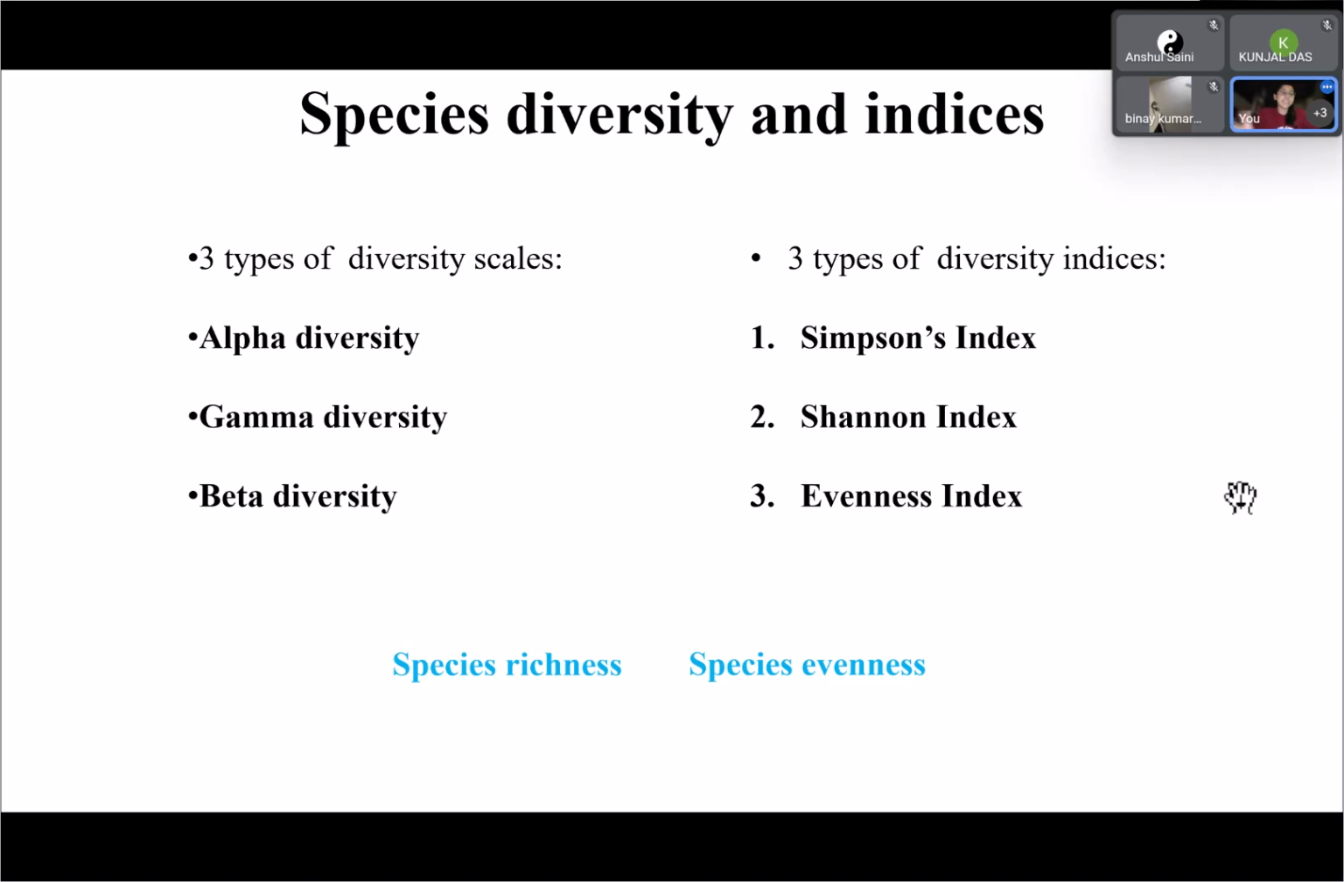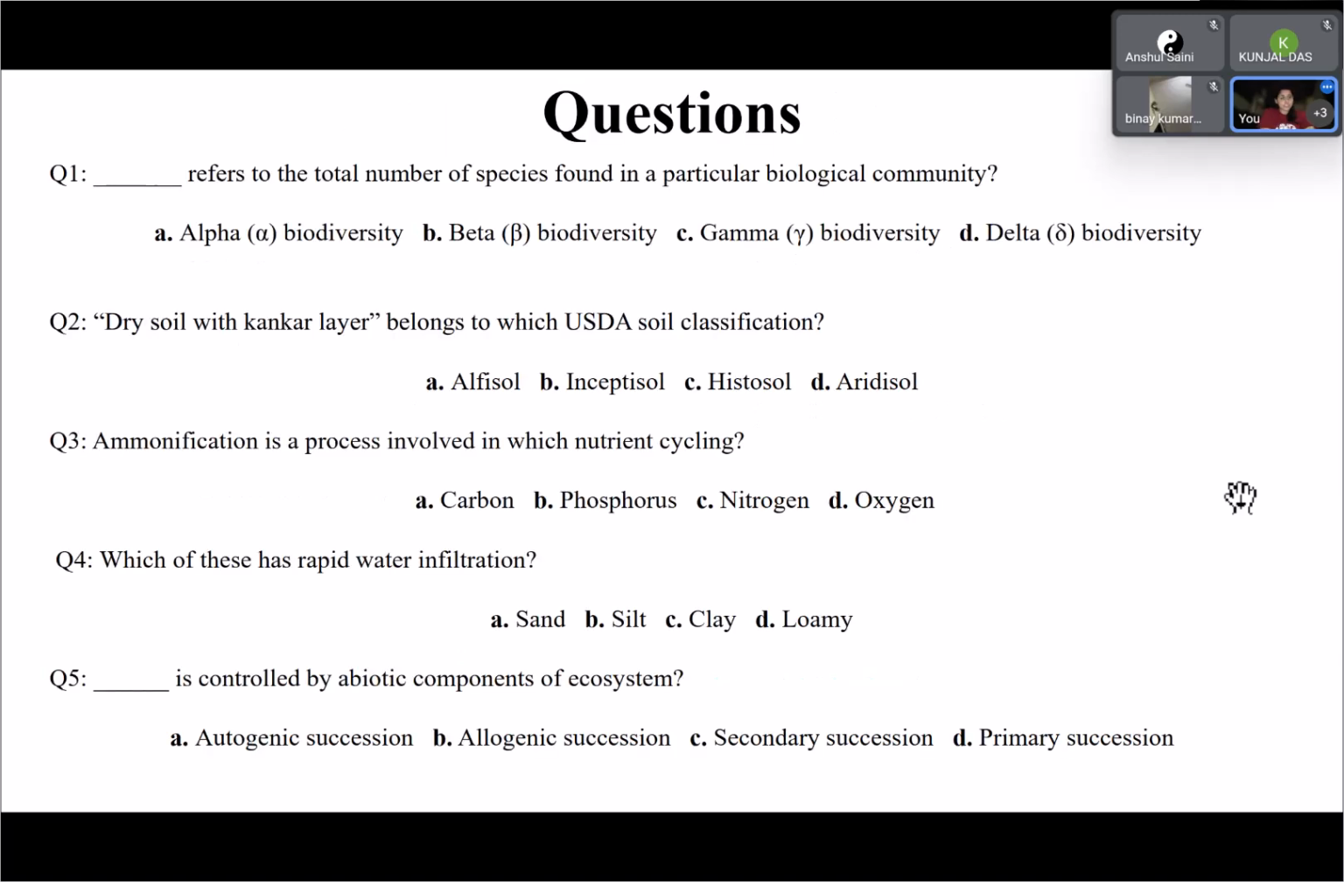All of these had their formula given, and how we conclude based on this calculation is this diverse or not. So this is important concepts related to species diversity, right? And so these questions refer to these topics I have covered.